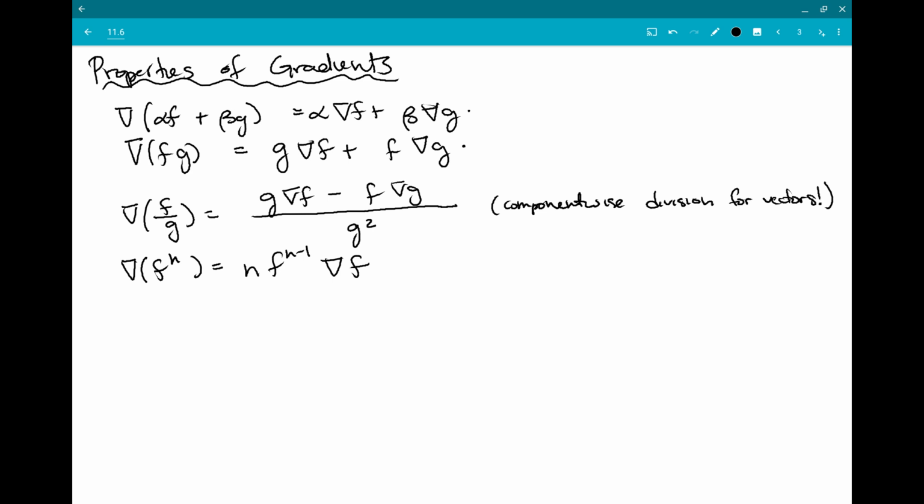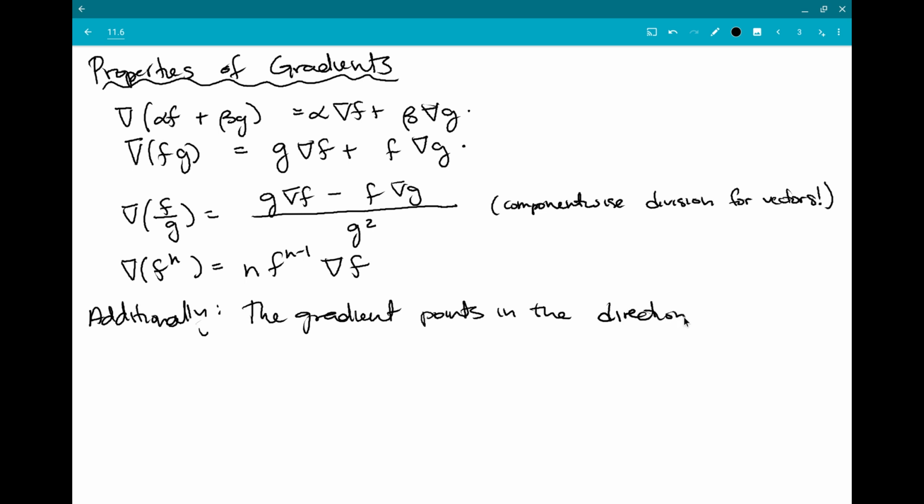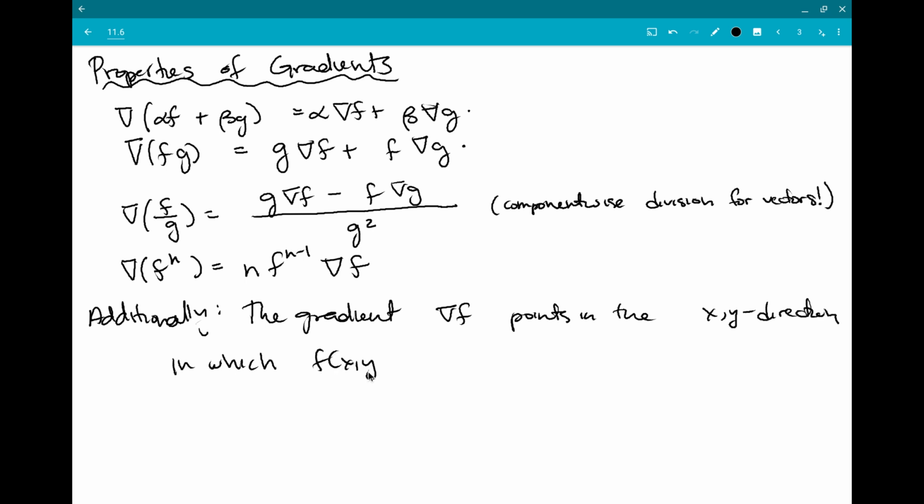And then there's also a geometric fact that I want us to remember about the gradient. So the gradient, grad f, points in the xy direction in which f of x, y increases most quickly.